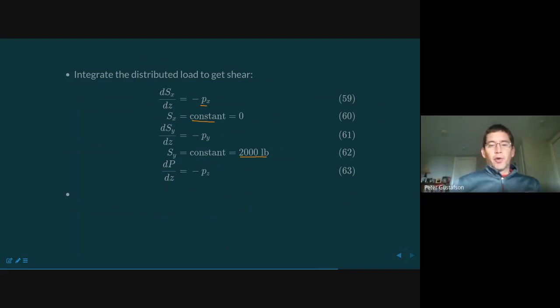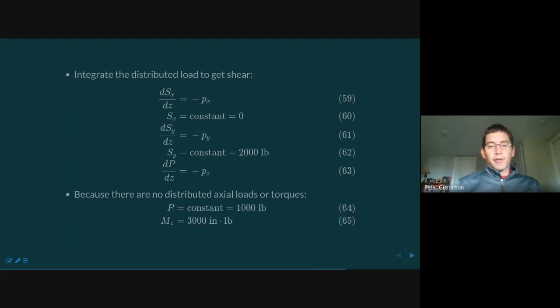Last but not least, of course, dP/dz. So this is the change in the axial load as a function of position within the beam, equal to minus pz, little pz, the distributed axial load. That, of course, was going to be equal to 0 as well. So the P value is constant and known. Because there are no distributed axial loads or torques, P is constant at 1,000 pounds, and the moment about the z-axis is 3,000 pounds. So the moment about z is the long axis of the beam, measured about the centroid.